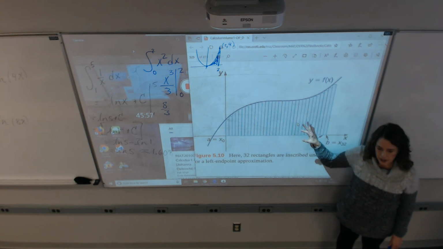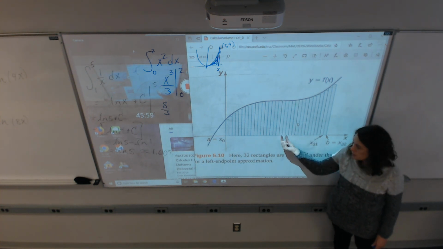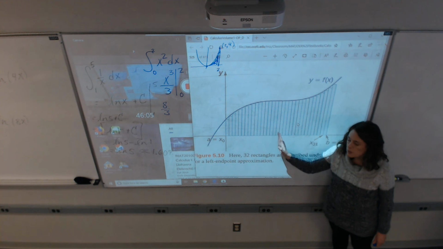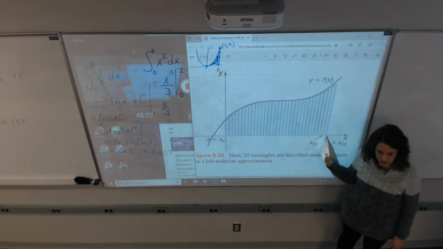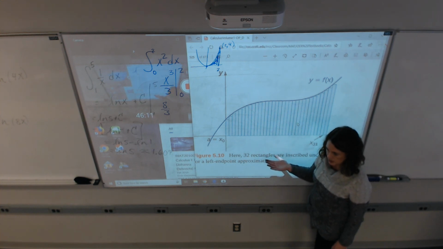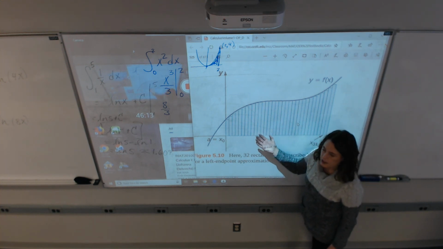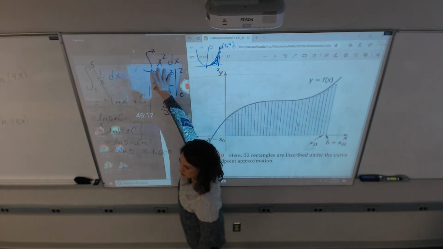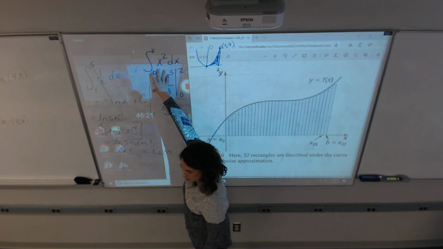So as you allow the width of each box, the boxes themselves are getting narrower and narrower. So delta x is going to 0, but the number of boxes is going to infinity. So n goes to infinity, delta x goes to 0. It says the same thing. As you do that, it gives you exactly the area under the curve. That's what the definite integral does, right? It's exactly what the definite integral is.